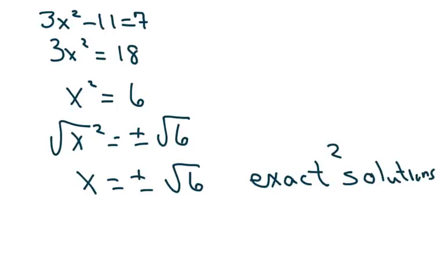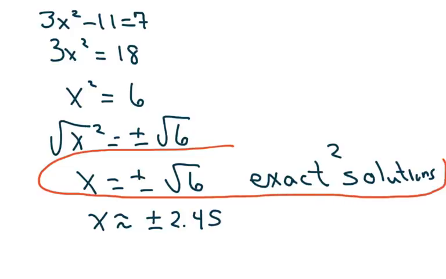All right. Now, if they ask you to approximate the solutions, then what you're going to do is use the calculator, and plus or minus square root of 6 is approximately plus or minus 2.45. This is exact. So when they're asking for exact, you don't have to use the calculator, which is kind of nice. If they ask for approximate solutions, then you do have to use the calculator.